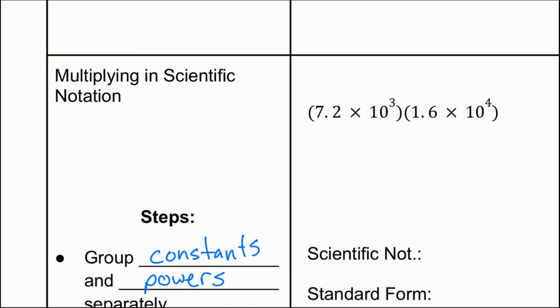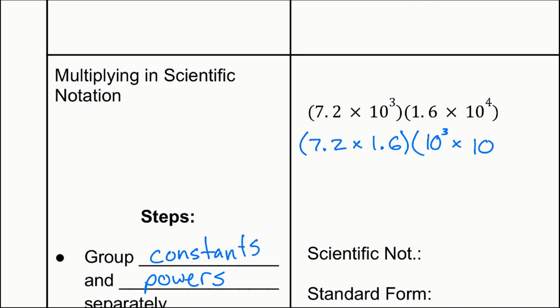It says the same thing. So what I'm going to do first is rearrange this. I'm going to say, okay, we've got 7.2 times 1.6. Okay, so those are my factors that don't have the power of 10. And then on the other side of that, I'm going to group my powers of 10, which is 10 to the 3rd times 10 to the 4th.